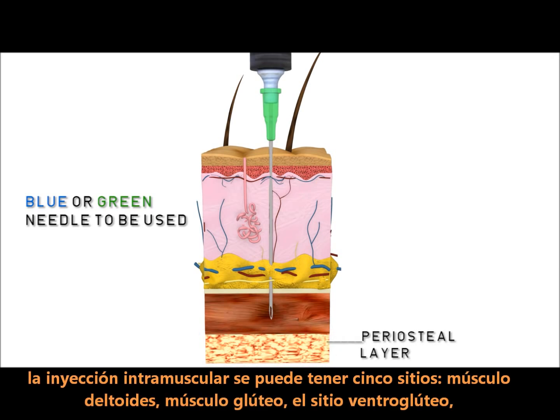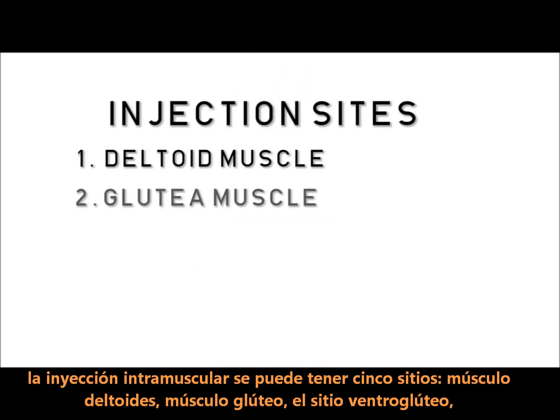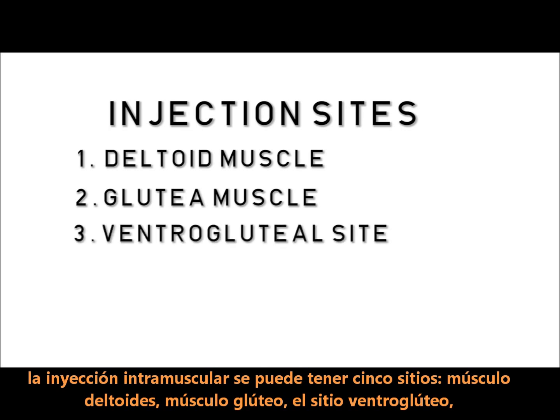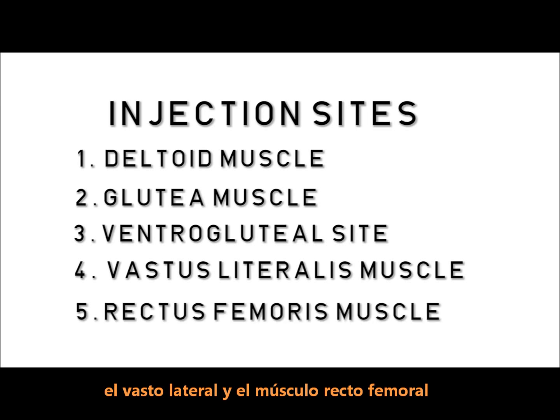The intramuscular injection can be injected on 5 sites: on the deltoid muscle, the gluteal muscle, the ventrogluteal site, the vastus lateralis muscle and the rectus femoris muscle.